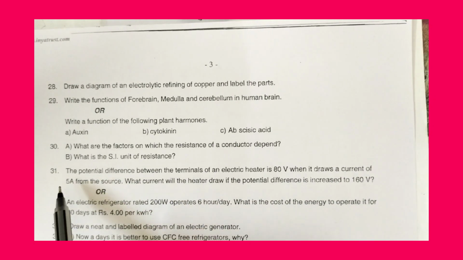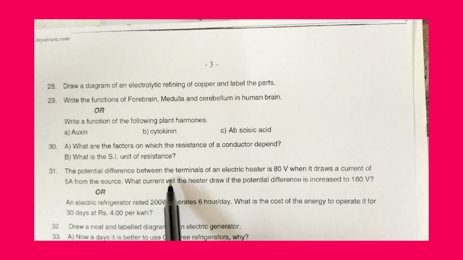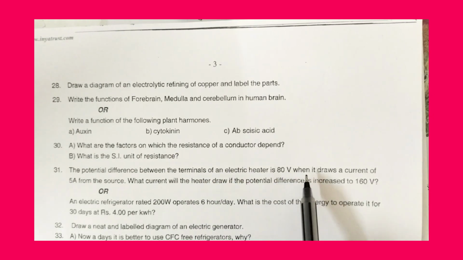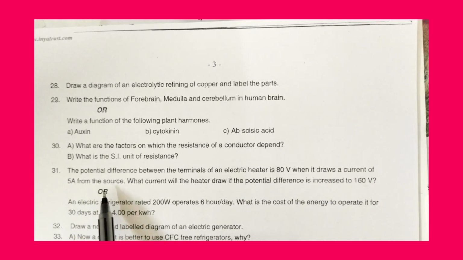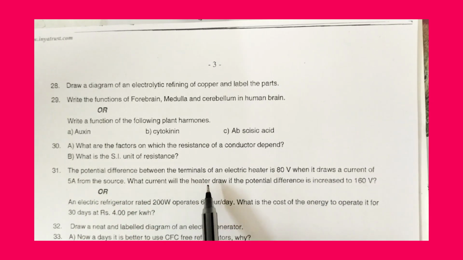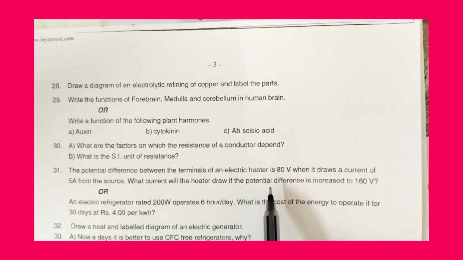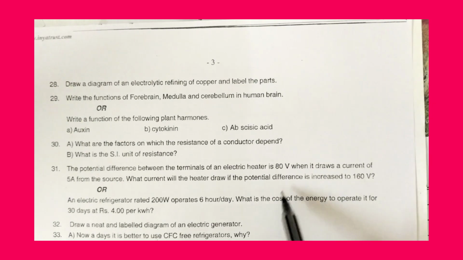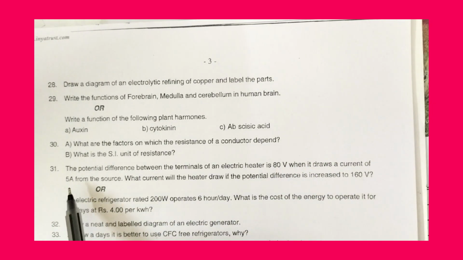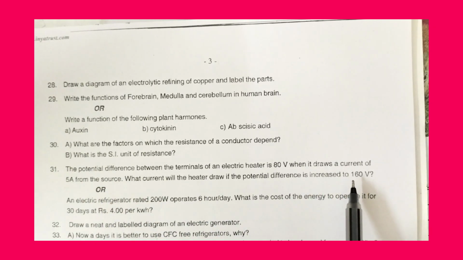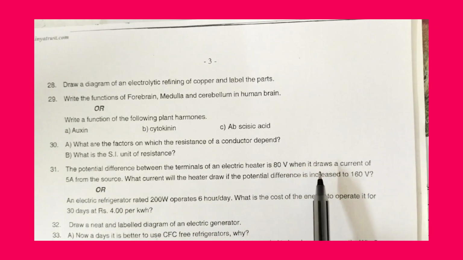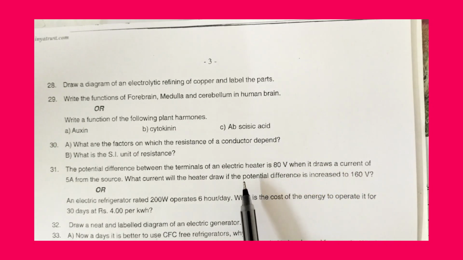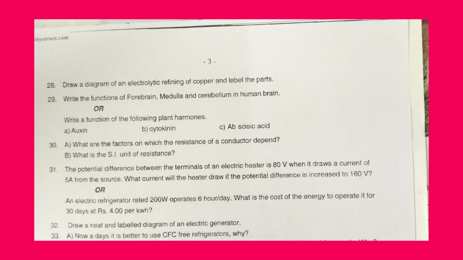The potential difference between the terminals of an electric heater is 80 volts when it draws a current of 5 ampere from the source. What current will the heater draw if the potential difference is increased to 160 volts? So at 80 volts the heater draws 5 ampere of current. Now, if the voltage is increased to 160 volts, what will be the current the heater draws? That we have to calculate now.